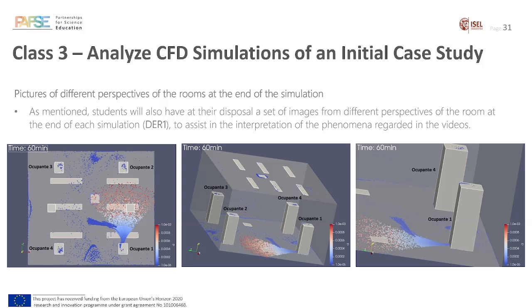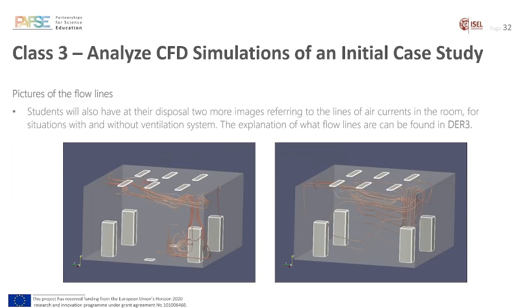And then they will have different pictures of different perspectives of the room at the end of the simulation. In this case, we have 3 different perspectives. One where we can see the room in a diagonal perspective, one where we can see the room from the ceiling perspective, and one where we can see the particles around a certain occupant. So these will be images that can help students better analyze the results obtained from the CFD simulations.